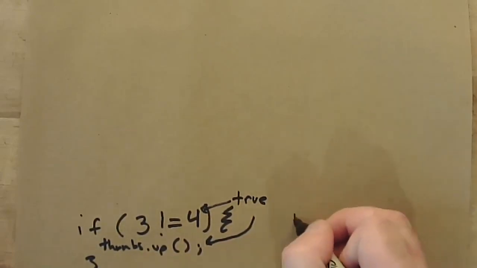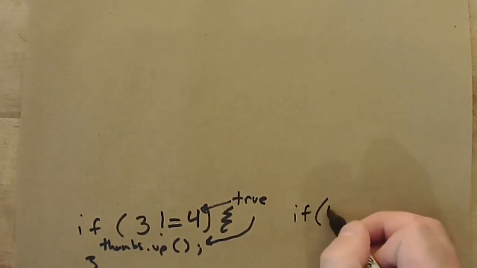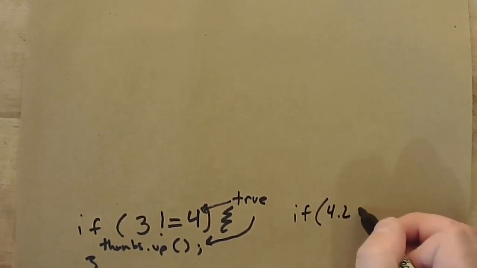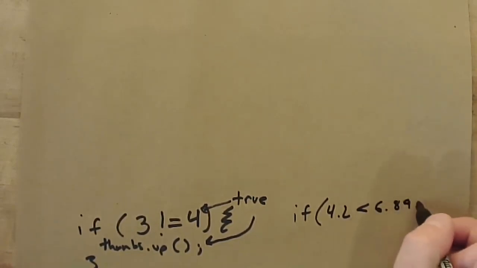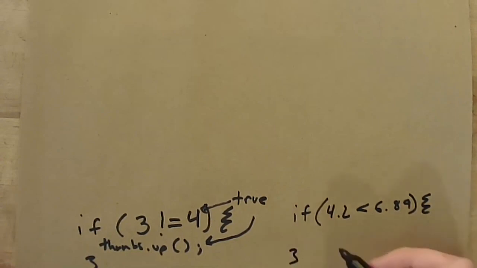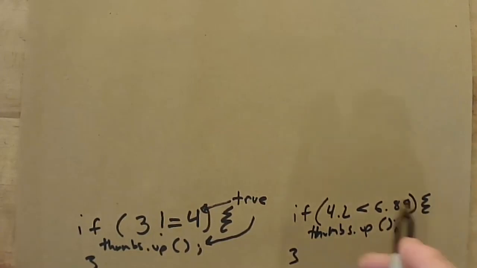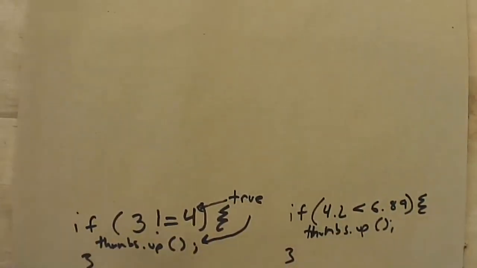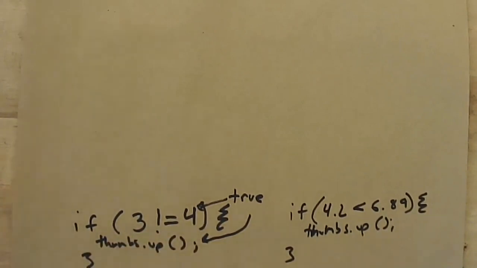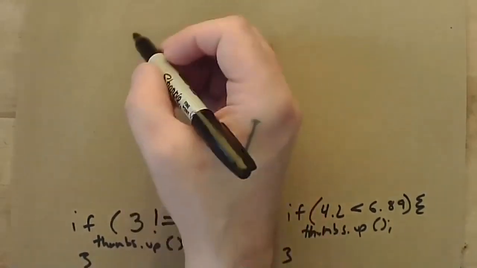If 4.2 is less than 6.89, that's also true. So we'll say thumbs up again, thumbs dot up. 4.2 is indeed less than 6.89, so we run the thumbs up code. And we'll play with all of this once we get into the actual P5.js editor. But the next thing I want to talk about is variables.